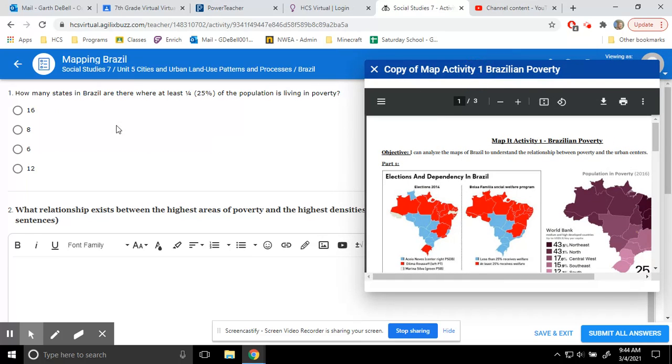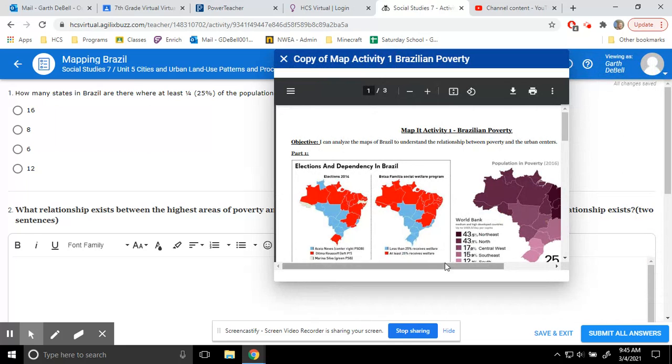All right. So, number one, how many states in Brazil are there where at least one fourth or 25% of the population is living in poverty? All right. So, let's look at our maps here. We have elections and dependency in Brazil.